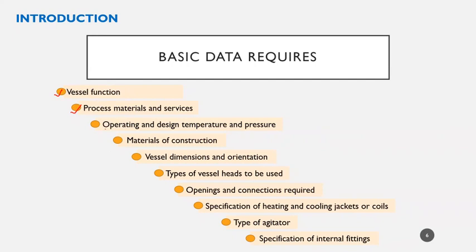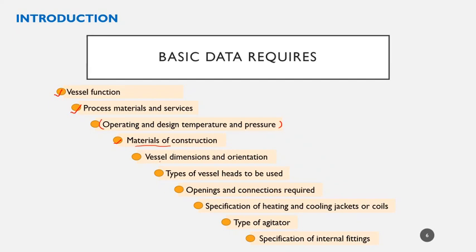And the third is we require the operating and design temperature and pressure. By identifying the design temperature and pressure, we can determine the maximum allowable stress to proceed with the safety analysis. And then we require a material of construction. The identification of the material of construction depends on the desired product. For example, for a pharmaceutical product, we require more of stainless steel material, 316 for example. So basically all the material of construction is based on the desired product as well.